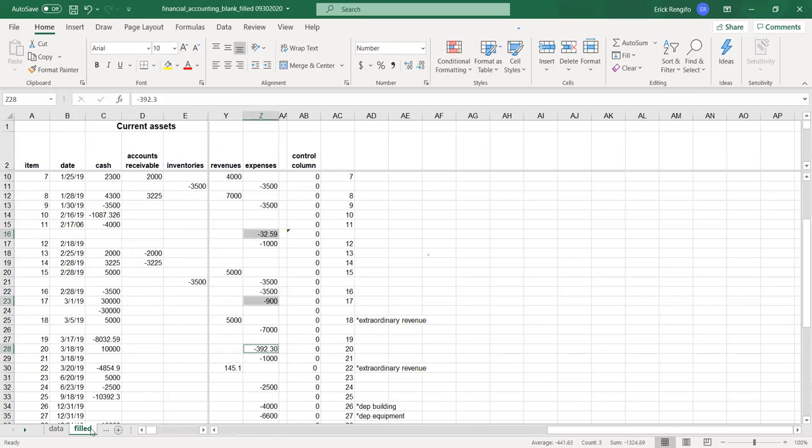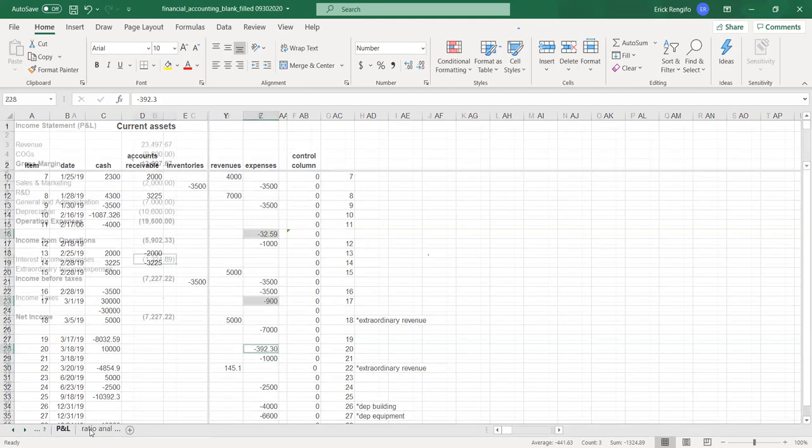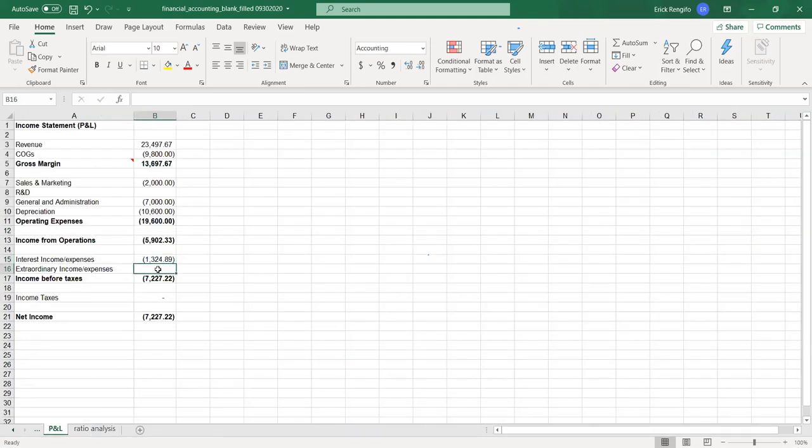Okay. So it should be negative 1,324. Minus negative 1,000. It's 1,000 only. Minus 1,324. Do you have that, guys? Yeah. Perfect. And the last one, guys, extraordinary income and expenses.